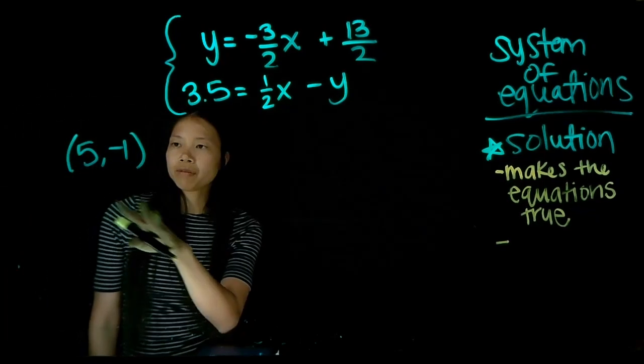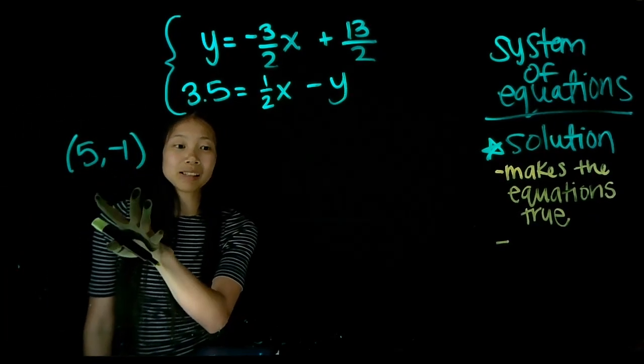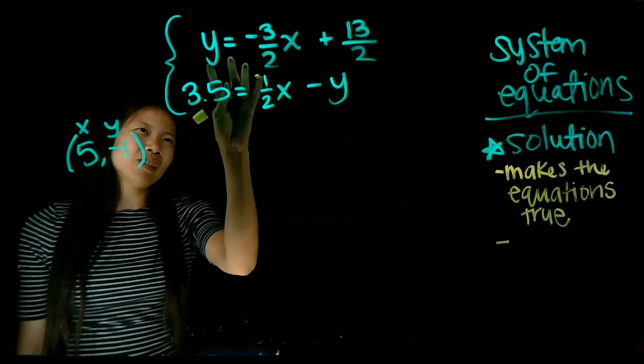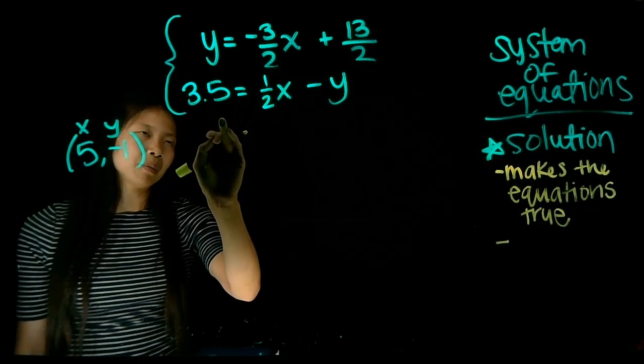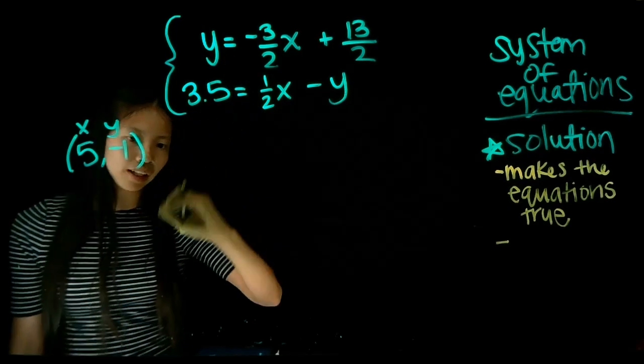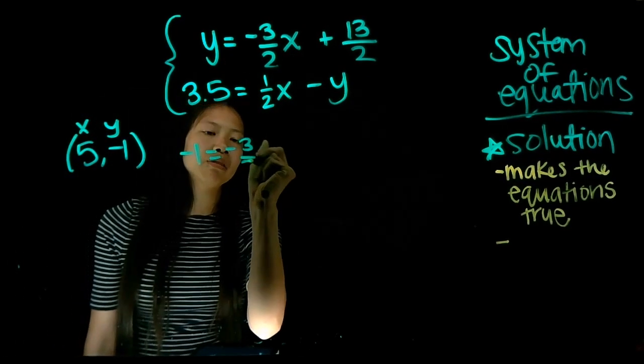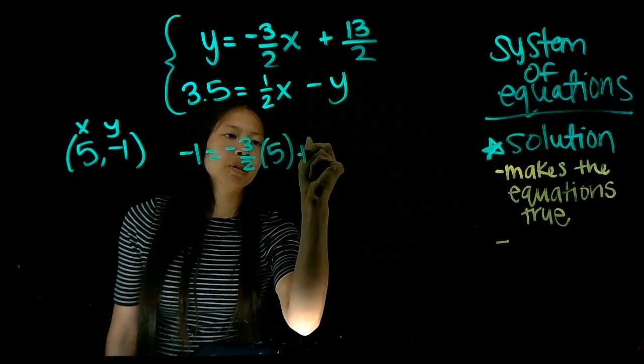We are given the point (5, -1), and we want to see, is this a solution to the system? Again, I'm going to plug in x and y, and I have to do it for both equations because I want to make sure it's true for the first one and for the second one. So let's plug into the first equation, the top one. We'll swap y out for -1: -1 equals -3/2 times x, which is 5, plus 13/2.